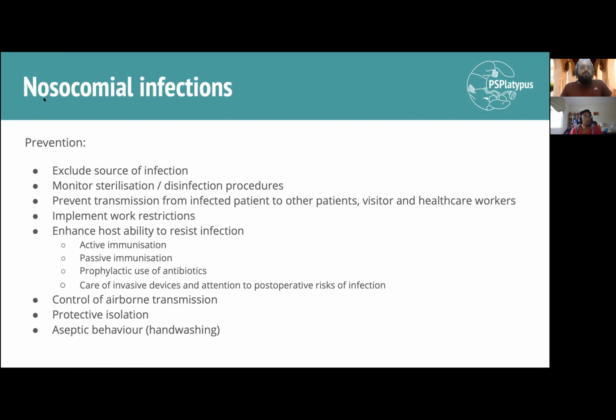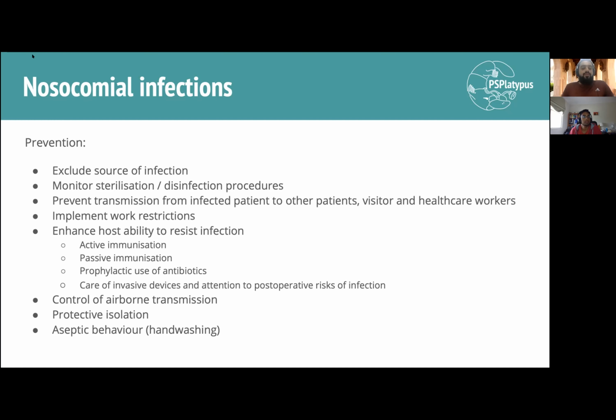Now we'll talk about nosocomial infections, or the infections that happen in the hospital due to some mistakes that happen during sterilization or disinfection procedures. So how can we prevent these infections from occurring? First, we can exclude the source of infection. By excluding the source, we know where they're coming from, and we can prevent them from spreading.